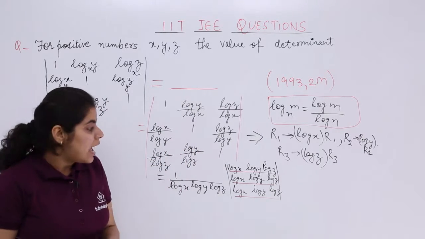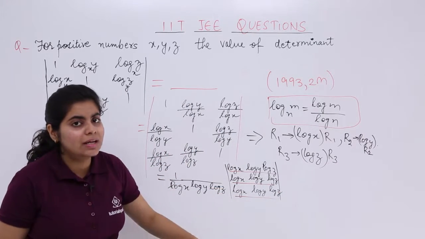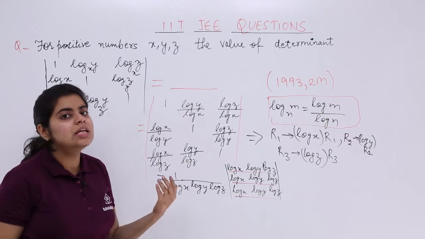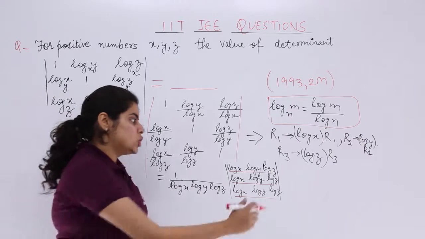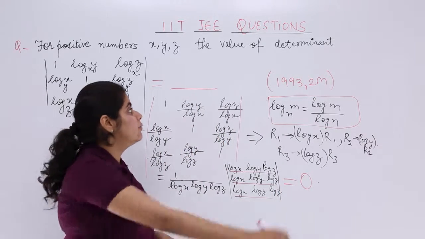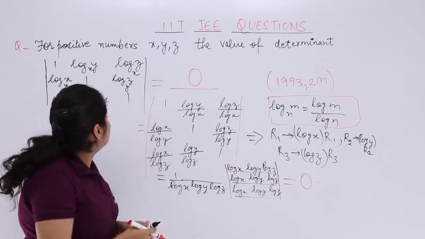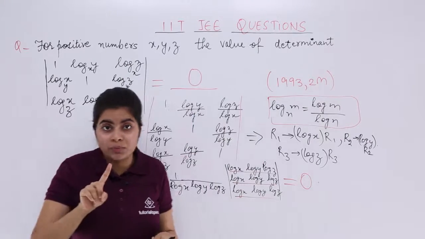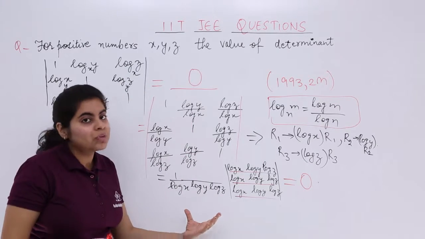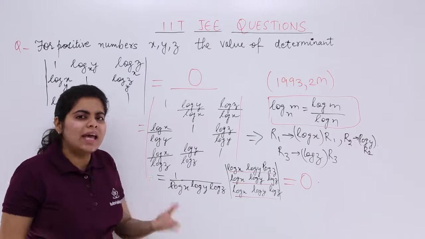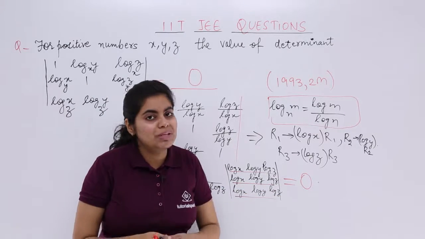It is 0. And if the value of determinant is 0, 0 multiplied by anything or divided by anything will give me 0, until and unless these things are not 0. So actually the value of the determinant is 0, and it is already given that these are positive numbers. That means it is not 0, right? So these are not 0, you are not dividing by 0, you are multiplying by 1 and dividing by something else which is positive, so the value is 0.